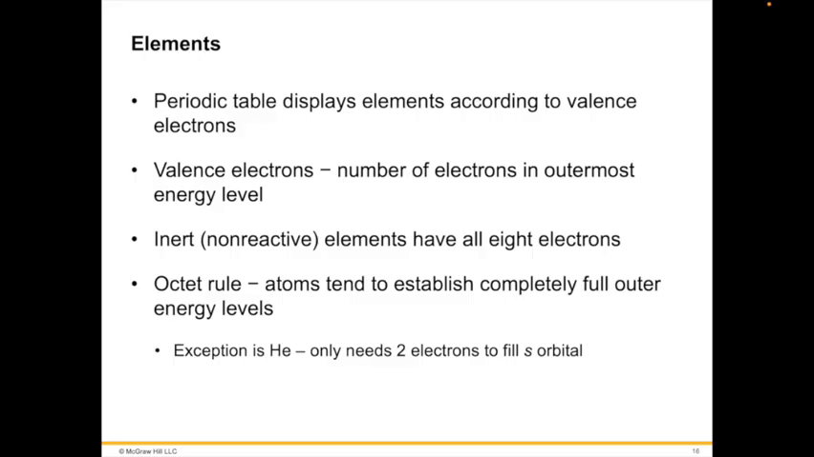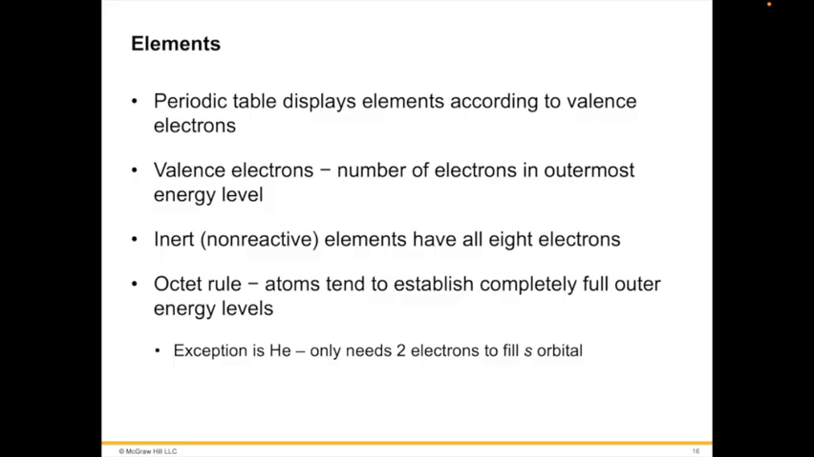These observations led to the so-called octet rule, or rule of 8. Atoms tend to establish completely full outer energy levels. For main group elements of the periodic table, the rule of 8 requires 1 filled s orbital and 3 filled p orbitals. However, if you look at figure 2.8, you will see this. The exception is helium, which needs only 2 electrons to fill the 1s orbital.